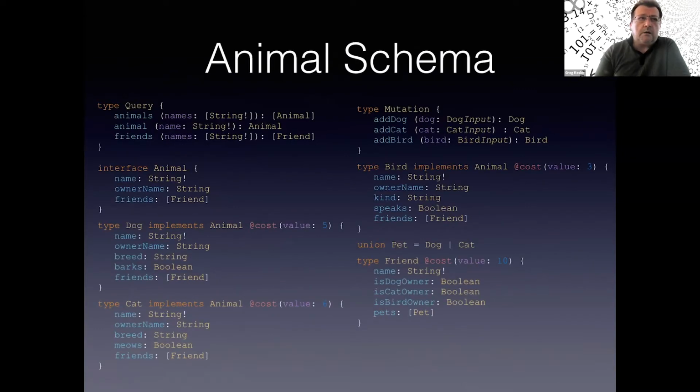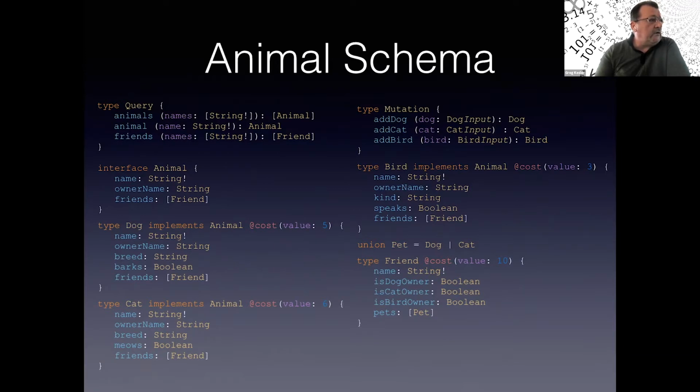In order to start looking into the examples, I would like to introduce an imaginary schema that we will build the GraphQL examples around. Imagine that we have a pet store or pet club where we can keep animals. Each animal has a name. Each animal can have friends. And we have three concrete animal types: dog, cat, and bird. All of them implement the animal interface.